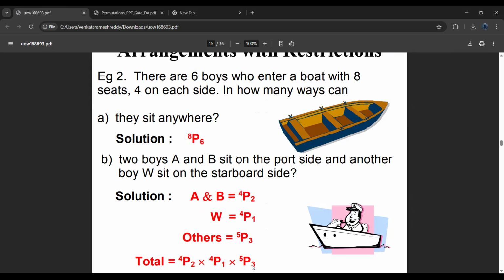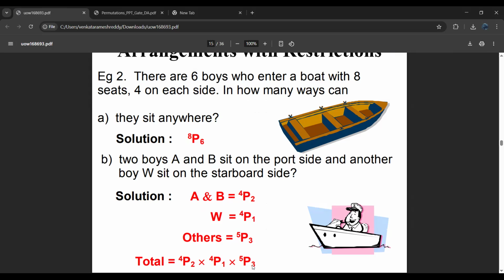So they can sit anywhere. In how many ways they can sit anywhere means how many seats are there? 8 seats are there. So out of 8 seats, there are 6 boys. So they can sit anywhere means 8P6 arrangements are possible.